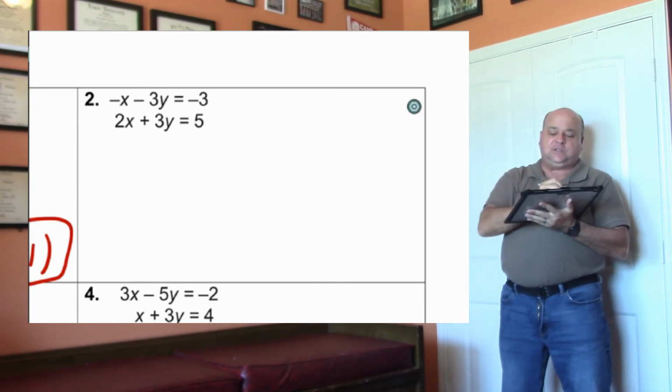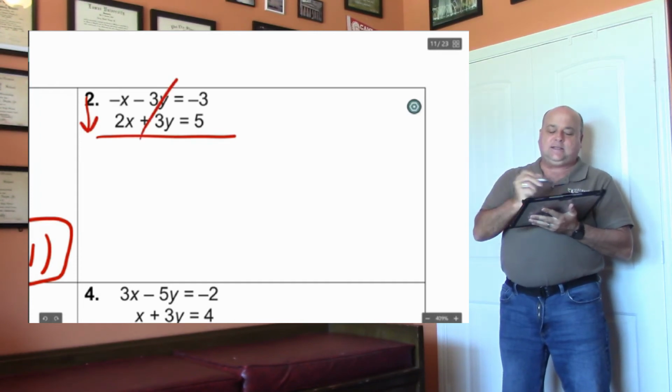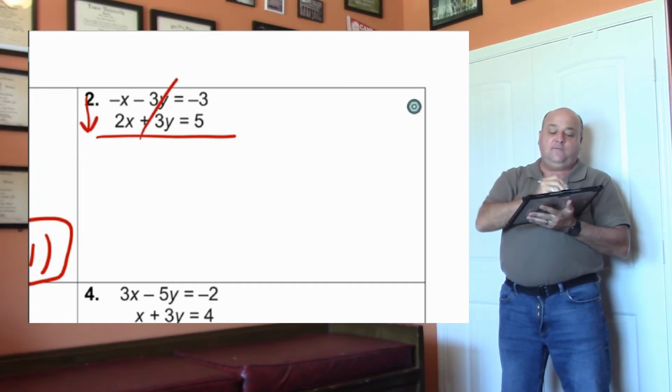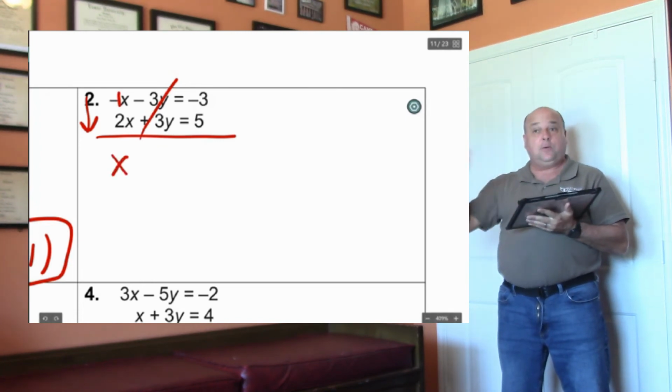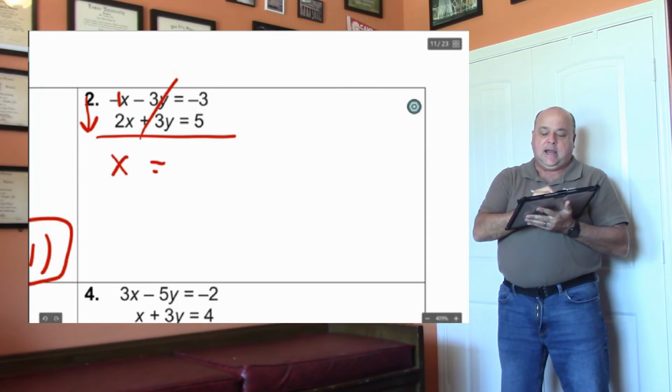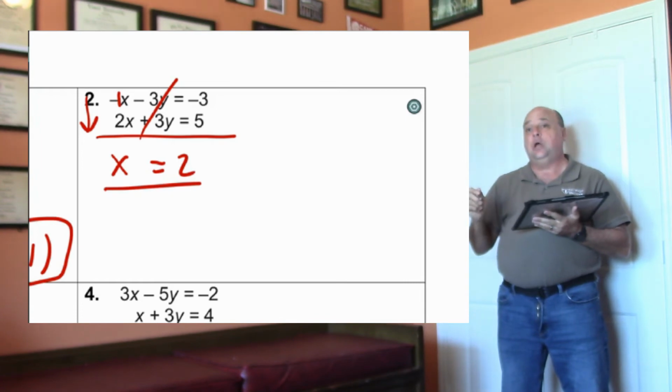So the y's are opposites. I'm going to draw a bar, go straight down and add. So the y's cancel out. Negative, there's a 1 right here. Negative 1 plus 2 is x. That's going to be pretty cool because I don't have to divide. And negative 3 plus 5 is 2. My x is 2.